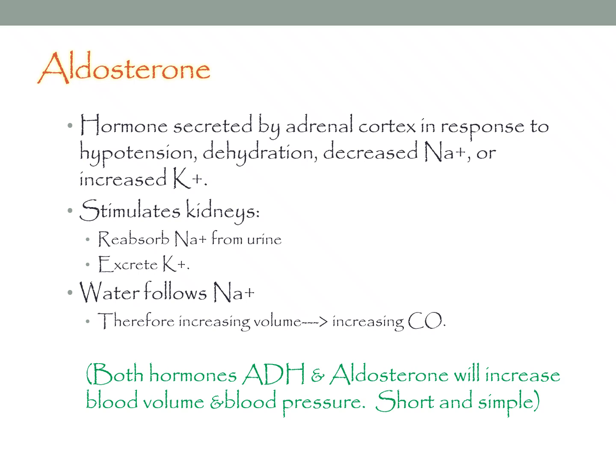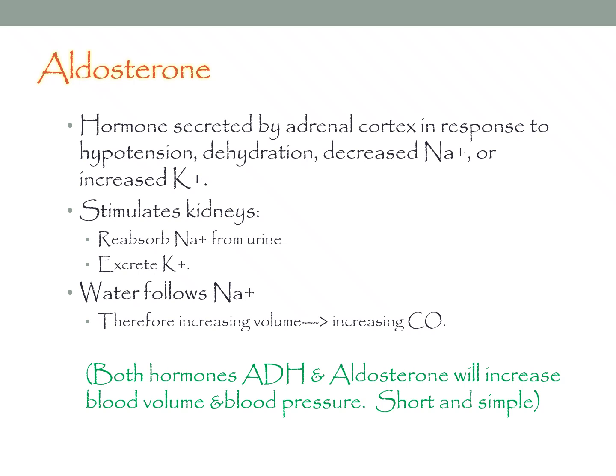Aldosterone. Remember, aldosterone and cortisol are the hormones secreted by the adrenal cortex. Aldosterone is involved in fluid regulation. So it's secreted by the adrenal cortex when our blood pressure is low and we are dehydrated, when we are hyponatremic or hyperkalemic. All right, it talks to the kidneys and says, hey, I need you to reabsorb some of that salt from the urine because remember, water follows salt, therefore increasing our overall volume.